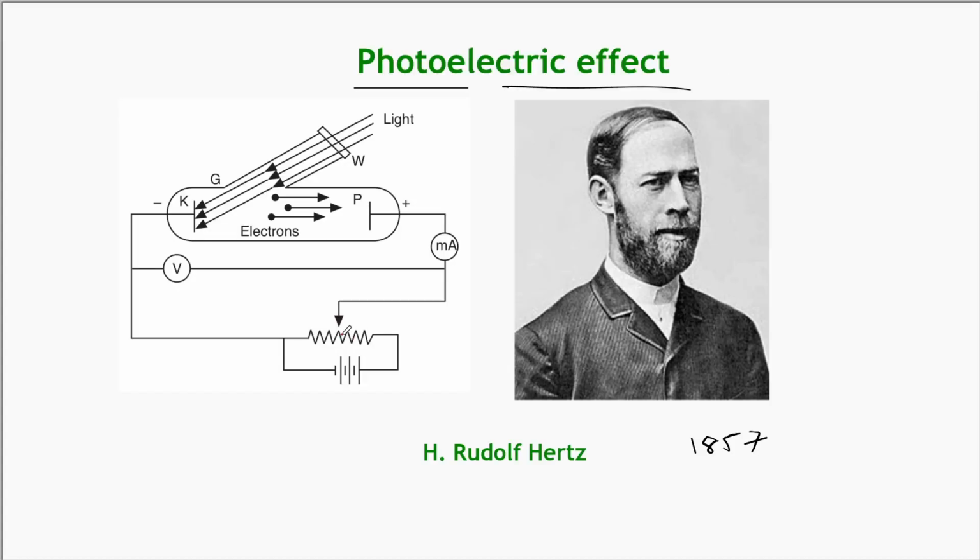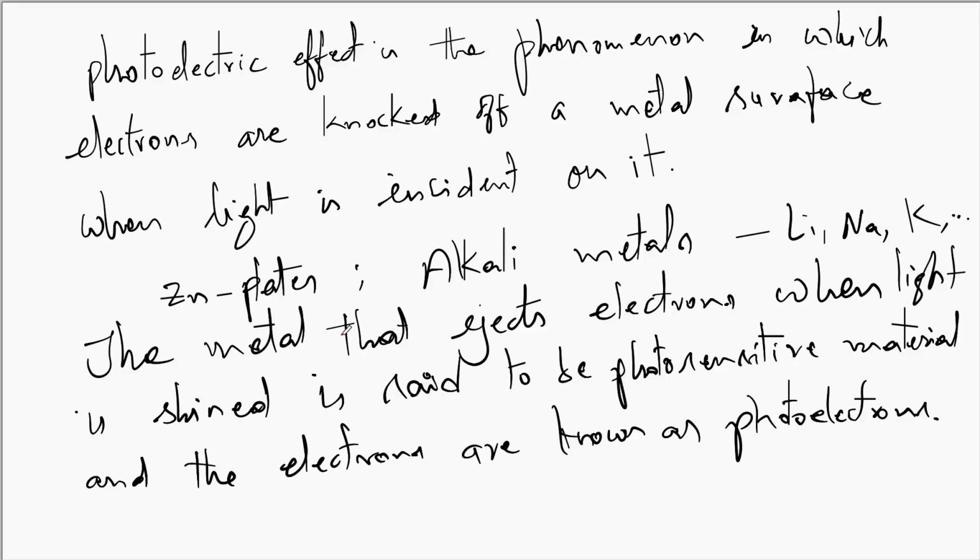In this video, we have started our discussion by stating that the photoelectric effect was discovered by Hertz in 1887. The photoelectric effect is the phenomenon in which electrons are knocked off a metal surface when light is incident on it. It was first observed in zinc plates. We have said that the metal that ejects the electrons when light is shined is said to be a photosensitive material, and the electrons are known as the photoelectrons.